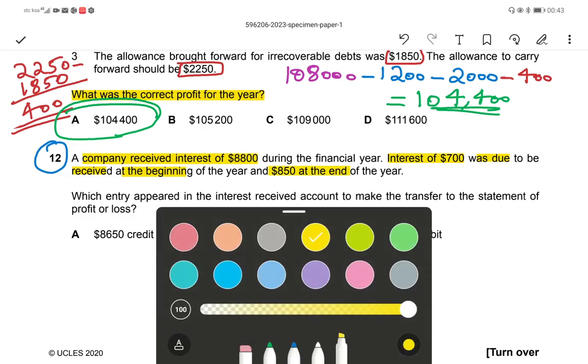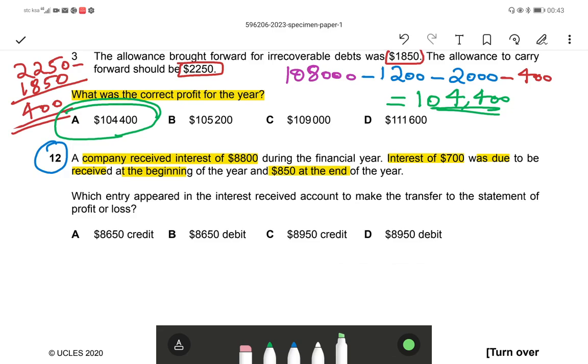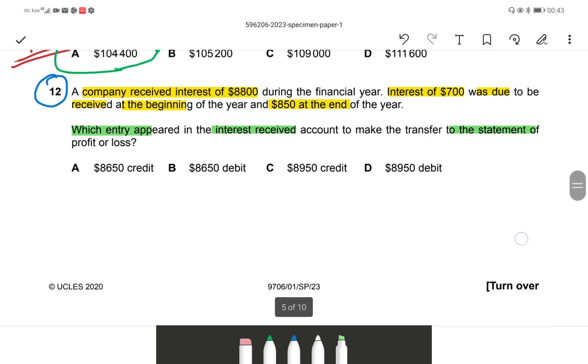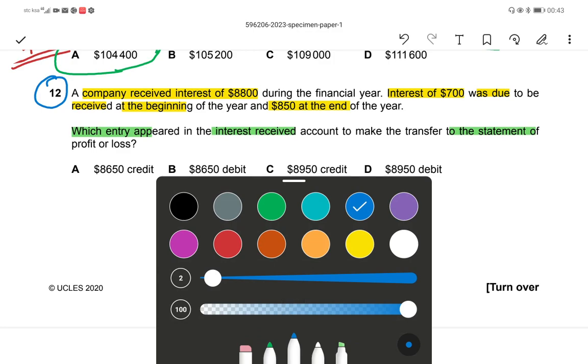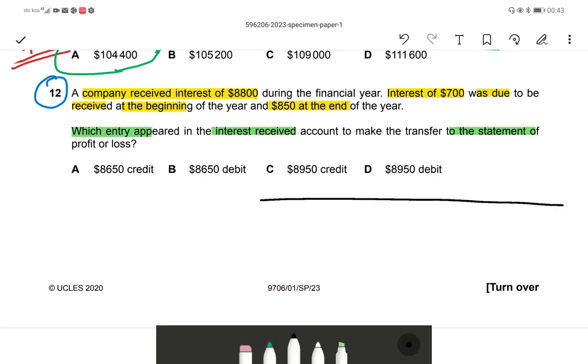What is the question? The question is, which entry appeared in the interest received account transferred to the statement of profit and loss? So in the interest received account, how much amount will be transferred to the profit and loss account? So let's open a small income received account here.